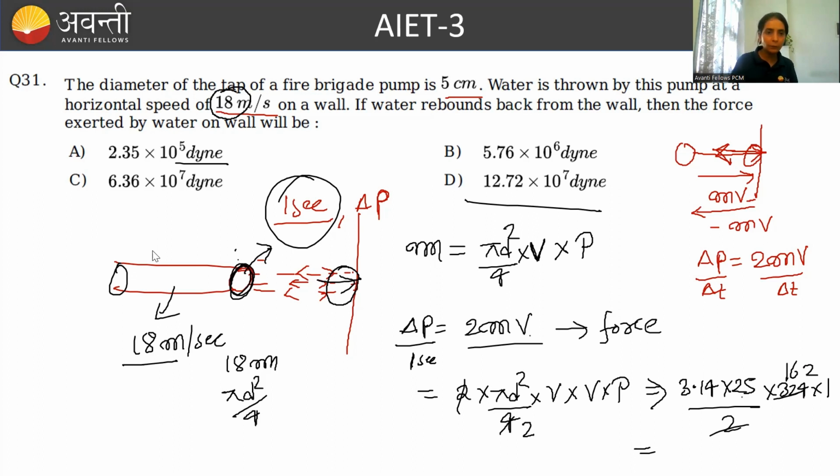अब देखो यहाँ पे कोई value हमने SI में रखा है क्या? रखा है. 18 meter को रखा है. This is meter per second. We need to write in centimeter per second. So यहाँ पे we need to multiply it with 10 to the power 4. ठीक है. If you will properly multiply it, you will get 12.72 into 10 to the power 7. So this is going to be your answer.